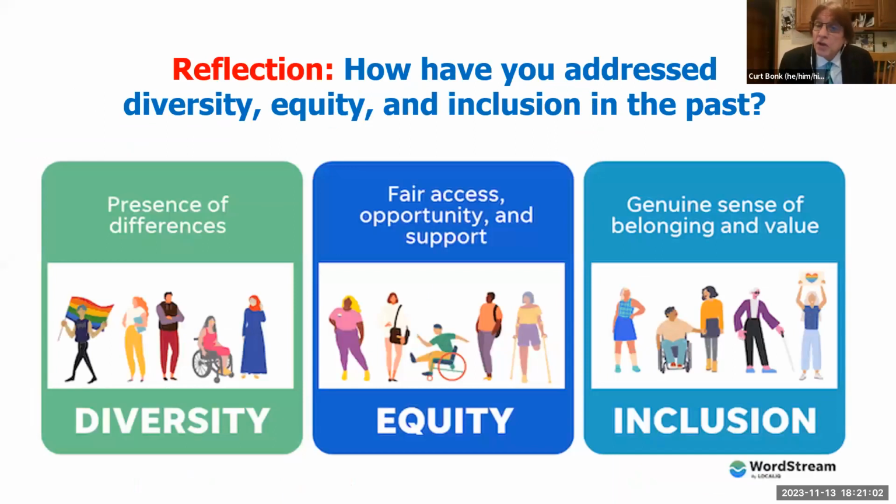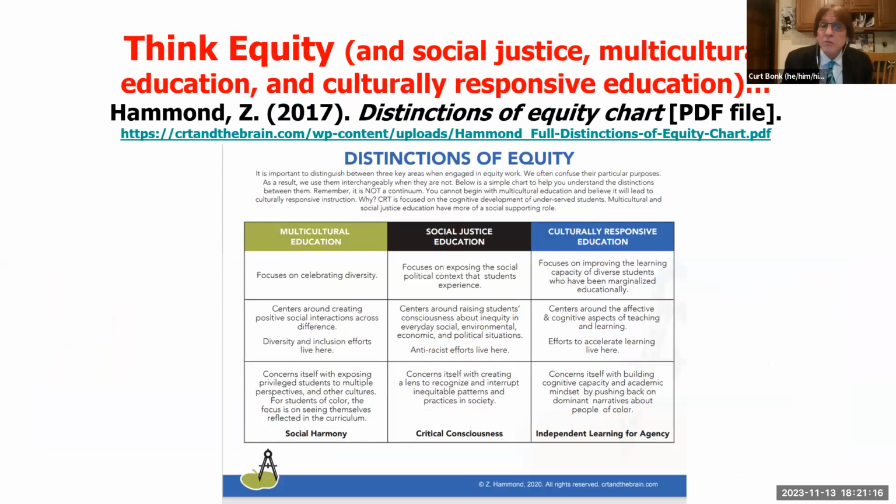Some people might focus more on inclusion, giving students a genuine sense of belonging and value. Some might focus on equity: fairness, opportunity, and support. Some might focus on diversity and the presence of differences in our cultures. Some look at multicultural education and celebrate that diversity and provide opportunities for it. Some might look more at social justice education and the social and political ramifications of policies and actions, raising students' awareness about inequity in society, in the environment, in economics and politics. Some look at culturally responsive education, focusing on improving the learning capacity of diverse learners who have been marginalized in society, at least in the educational realm. Some are looking at all of those things.